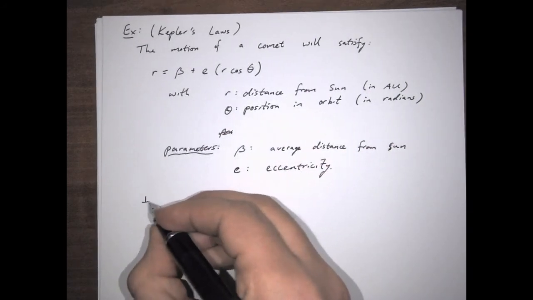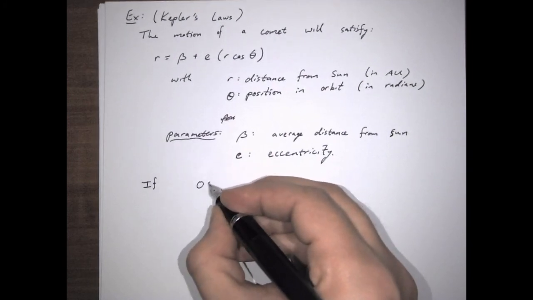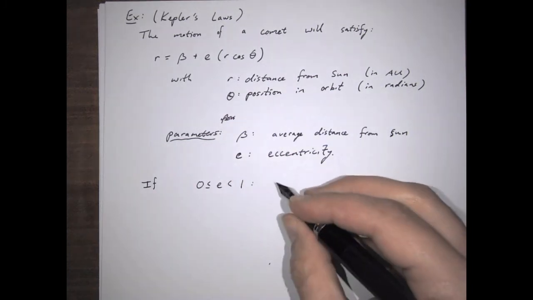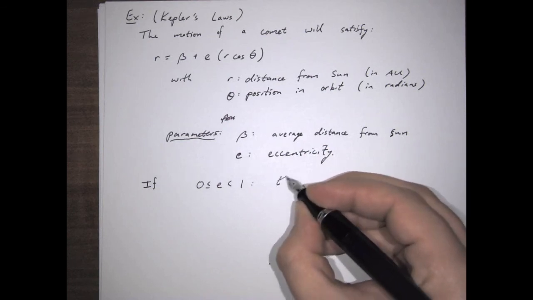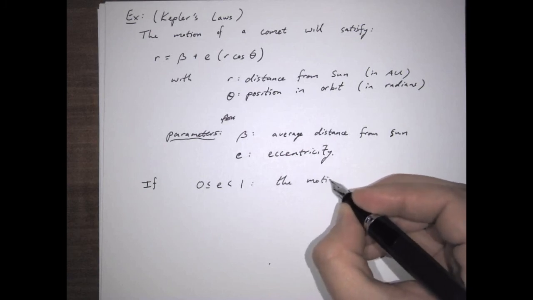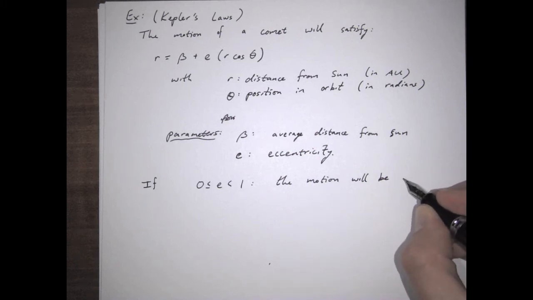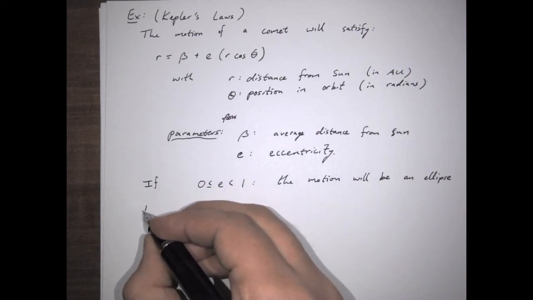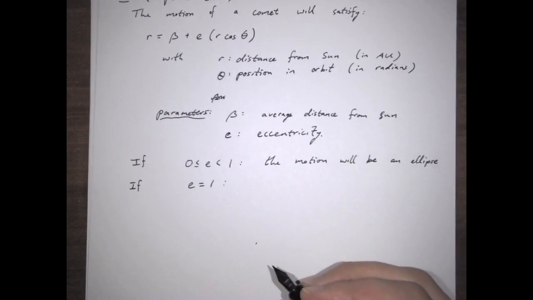So then with E, there are these following facts. If 0 is less than or equal to E, which is less than 1, that means the motion of the comet will be an ellipse. If E equals 1 exactly, the motion will be a parabola.